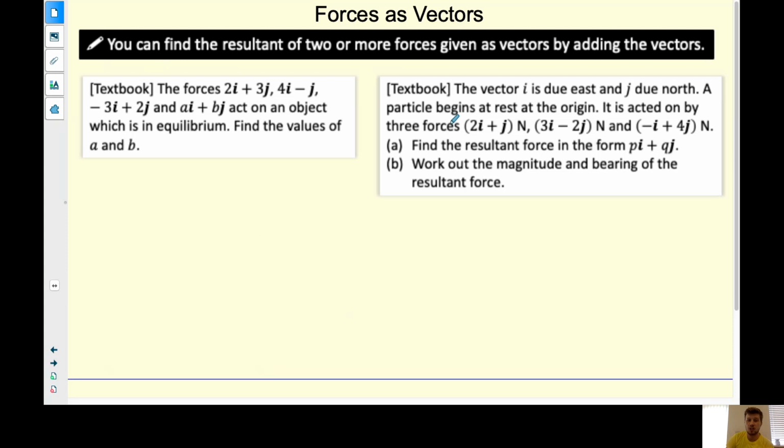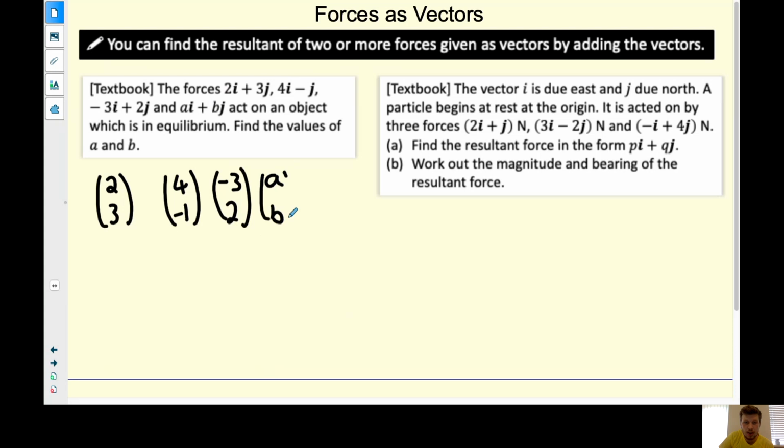So in the textbook, the force is 2i plus 3j, and hopefully we should be comfortable writing that as a vector (2, 3). 4i minus j, well, that would be (4, -1), because we remember i is our horizontal component and j is our vertical component. Minus 3i and 2j, so this would be (-3, 2), and then aI plus bJ.